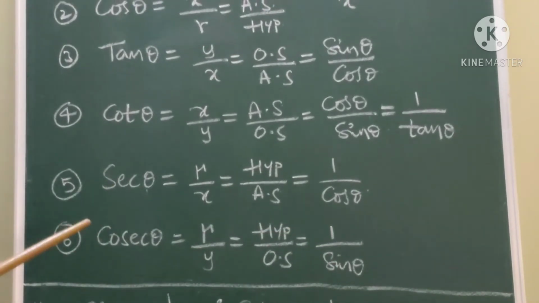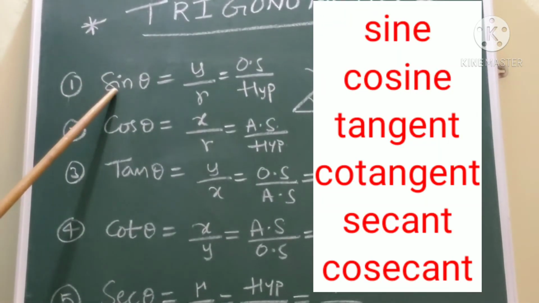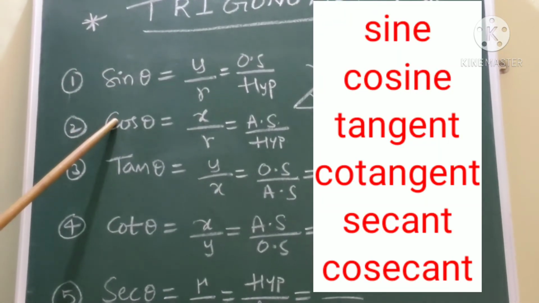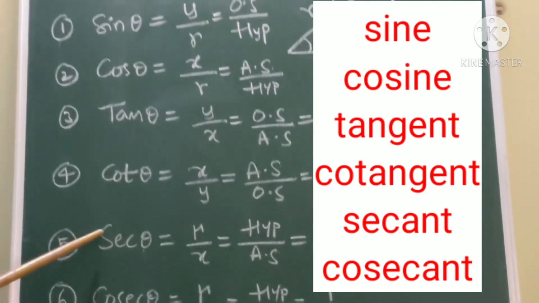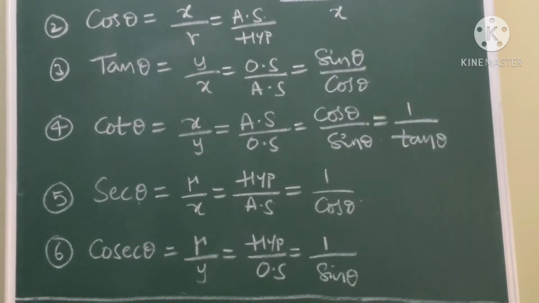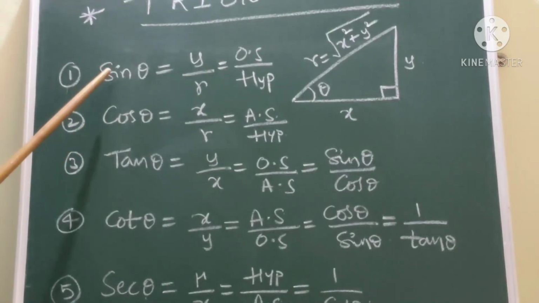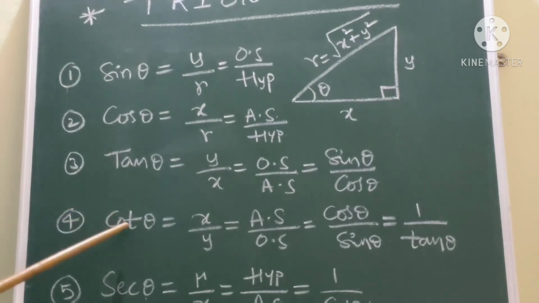So these are the 6 trigonometric ratios. Those are sin theta, cosine theta, tangent of theta, cotangent of theta, secant of theta, cosecant of theta. In general, if you know sin theta and cos theta, by using these two, we can find the remaining 4 trigonometric ratios. Those are tan theta, cot theta, sec theta, cosec theta.